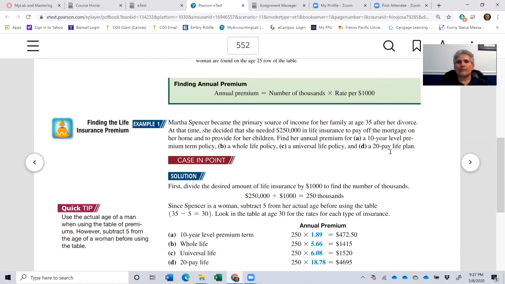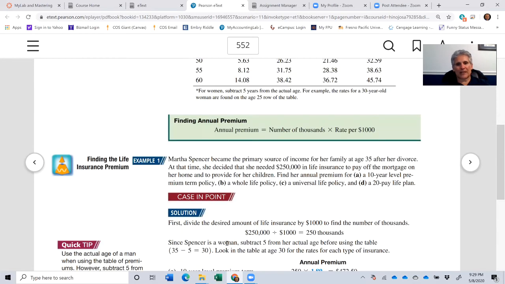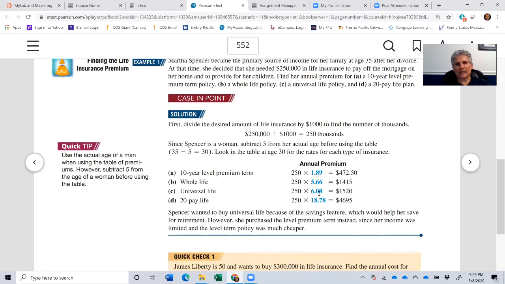Find her annual premium for a 10-year level premium term policy, a whole life policy, a universal life, and a 20-pay life insurance plan. Since Spencer is a woman, subtract 5 from her actual age before using the table. So women get a 5-year deduction. Isn't that nice? Maybe because they live longer? Go figure. She gets a 5-year deduction, and so therefore we're going to use the 35 table, but then we're going to subtract 5, so now it's at 30. So that's why we got all these rates. These rates came from the table at 30 years.